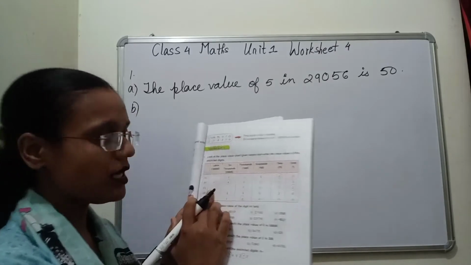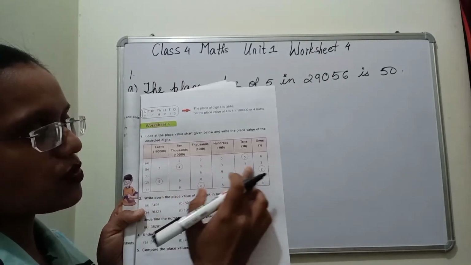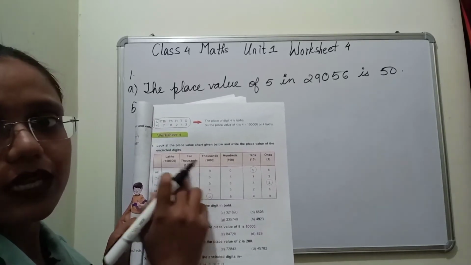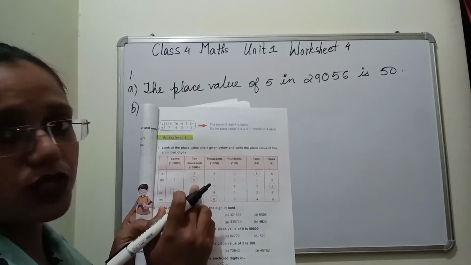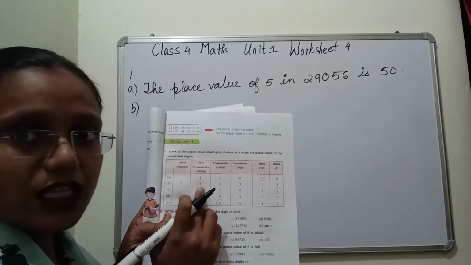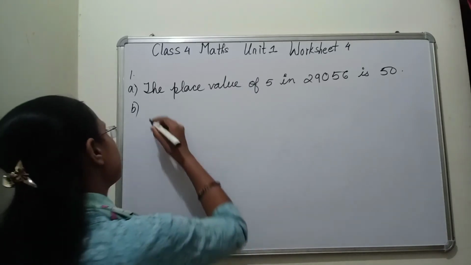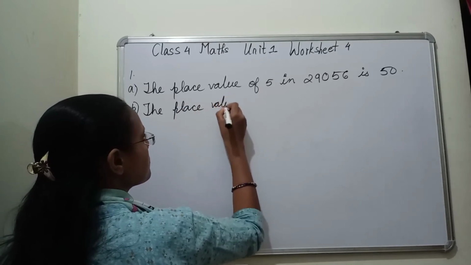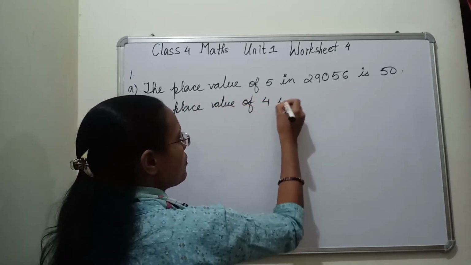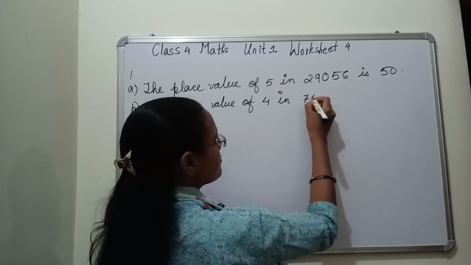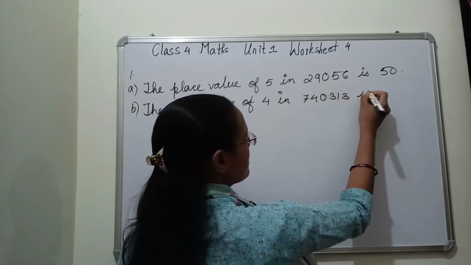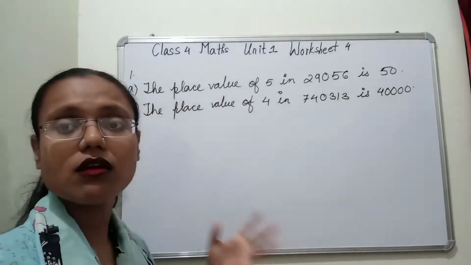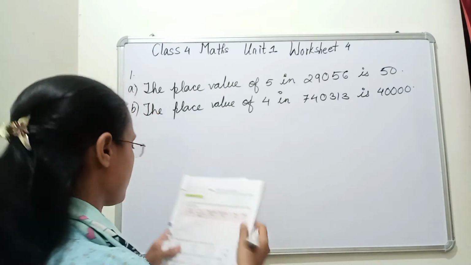In B number you have a number like this 740313. That is 7,40,313 and here 4 is encircled. और 4 की place क्या है? 10,000 की. तो 4 का क्या value हुआ? 4 की place value क्या होगी? 40,000. So this is how you will write. The place value of 4 in 7,40,313 is 40,000. Is what? Is 40,000. Okay, 40,000 है.